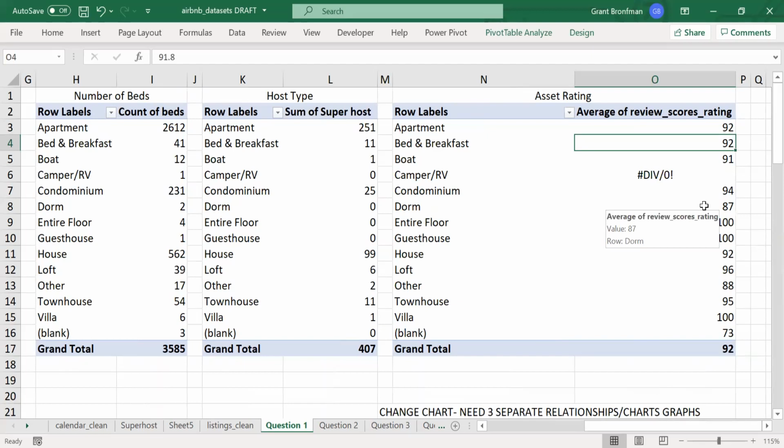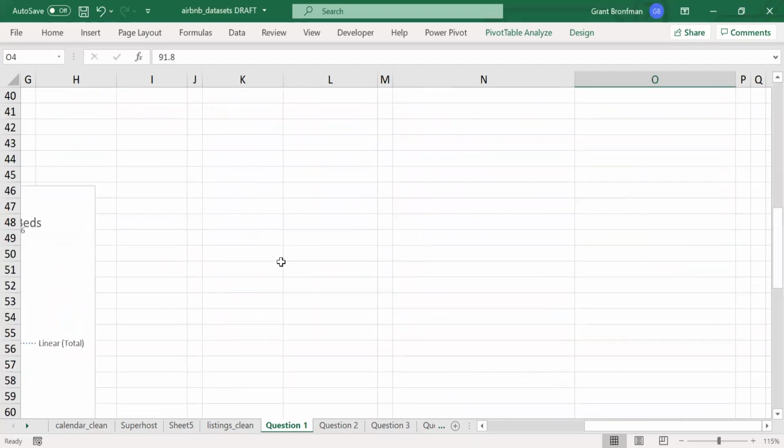And lastly, we analyzed the asset rating per property, and we found that the most luxurious apartments, such as villas, condominiums, and guest houses, were the highest rated, while other lower end apartments, such as a camper RV, obviously there was no data, so that's why there's a div 0, and dorms, for example, were the lowest.